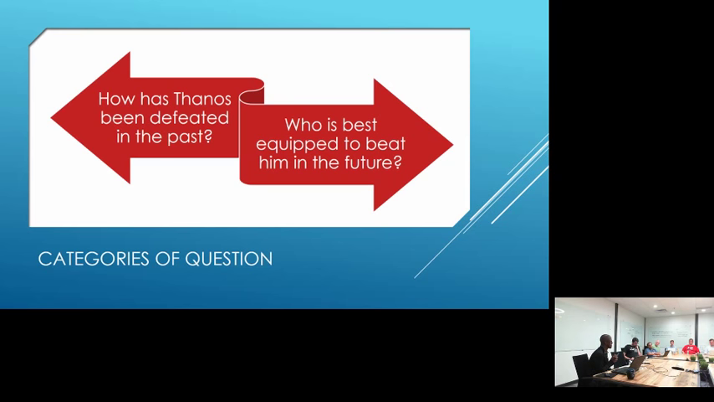Quick follow-up question to Kevin's. Would an equivalent question be, how can Thanos be beat in the future? Is that the same as this second question, or is that a slightly different question? That's a good point. That could be just a derivation of the same question. I'm focused on the who because who defeated Thanos in the past might not be there in the present, so it can't contribute to the future. Gotcha. Anything else?